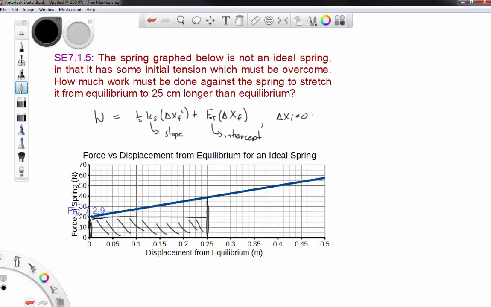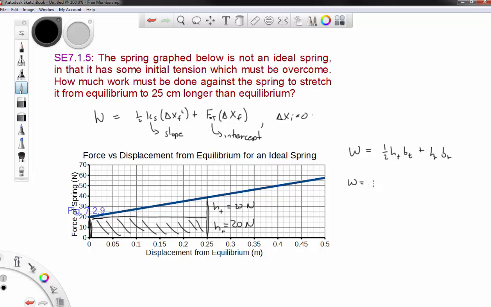The rectangle's height seems to be 20 newtons, and of course the base is 0.25 meters. The triangle also has a height of 20 newtons and also has a base of 25 centimeters, or 0.25 meters. So the work done should be equal to 1/2 height of triangle times base of triangle plus height of rectangle times base of rectangle.